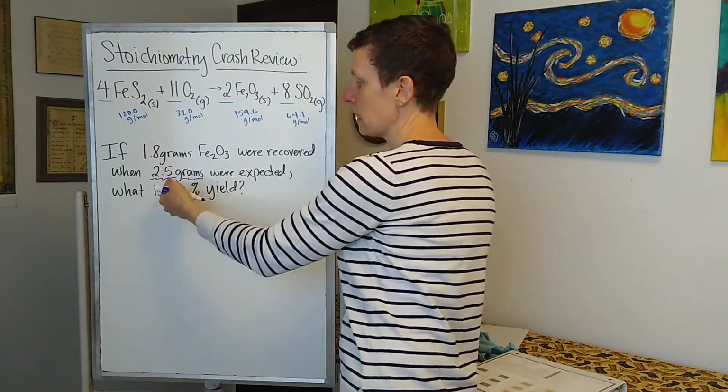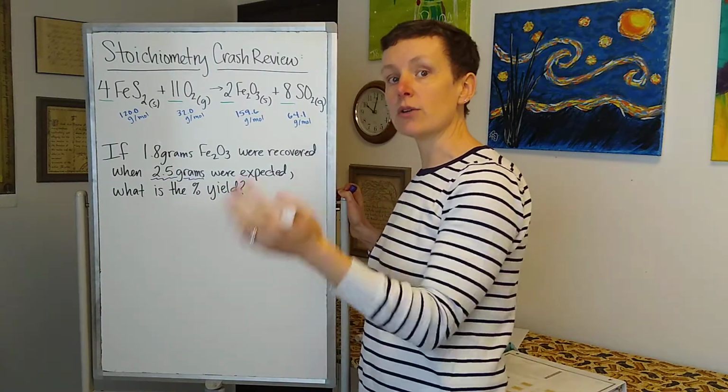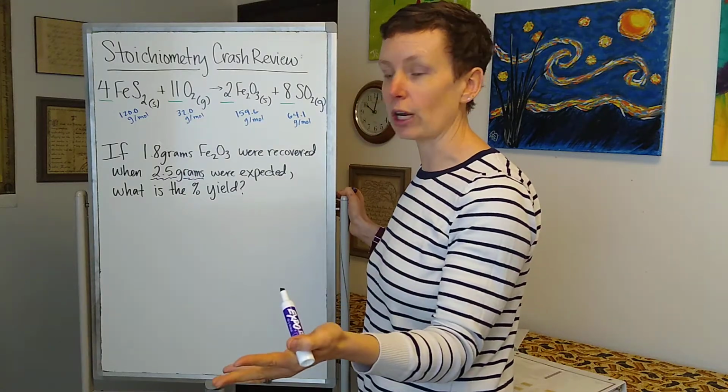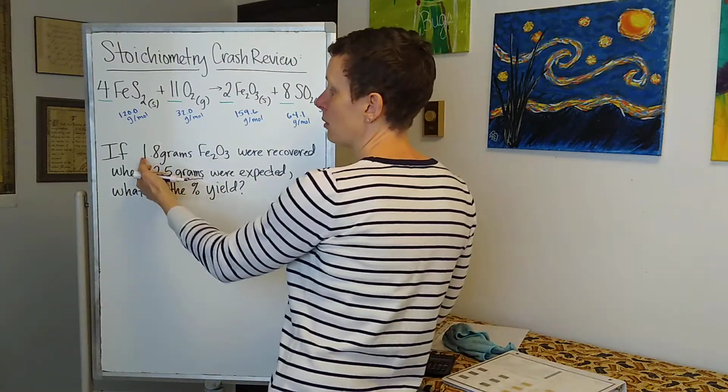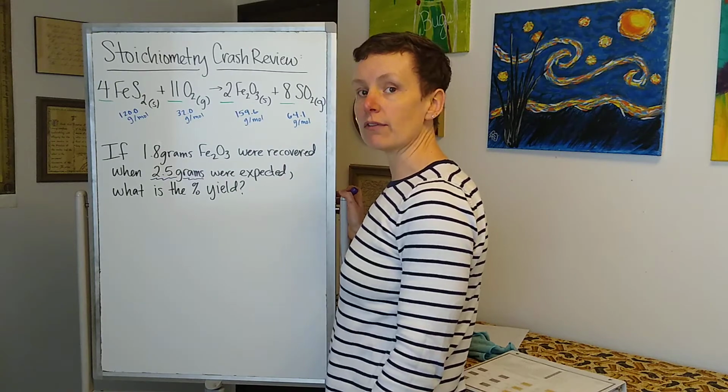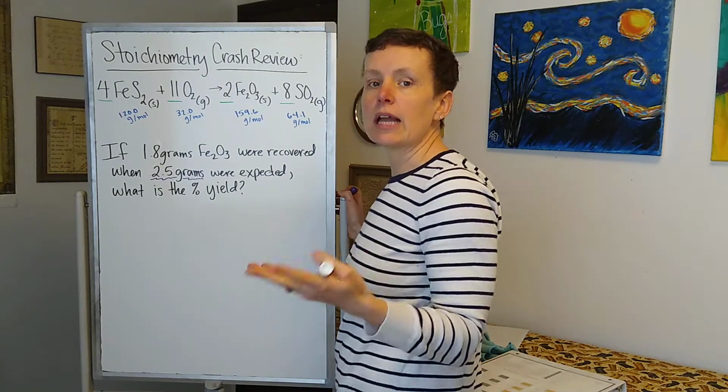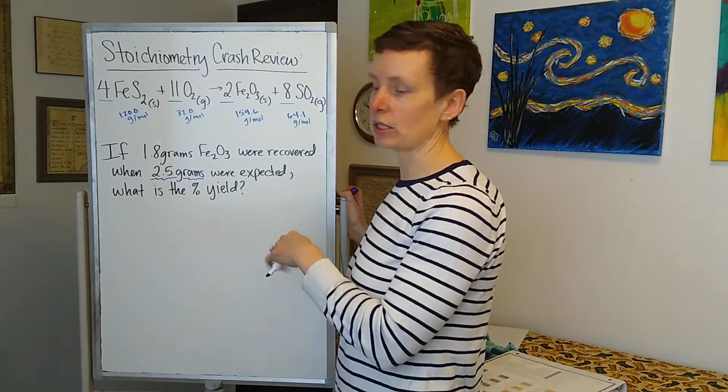What if you're expecting 2.5 grams because you have enough reactants to make 2.5 grams, but in the lab you only recover 1.8 grams of Fe2O3. What is your percent yield? Okay, so that's what the question is asking.